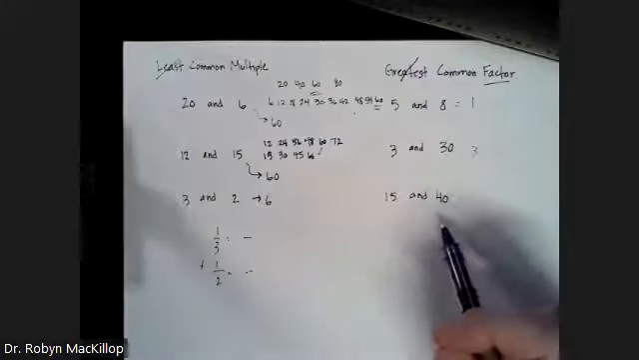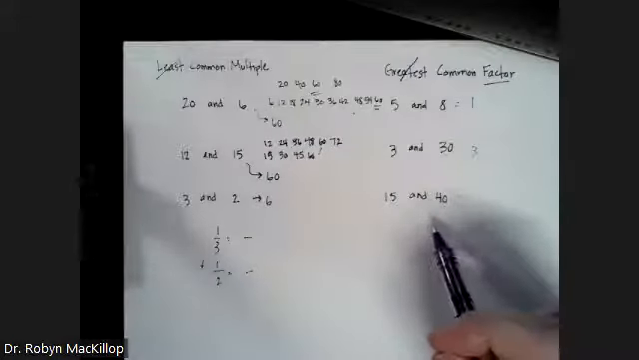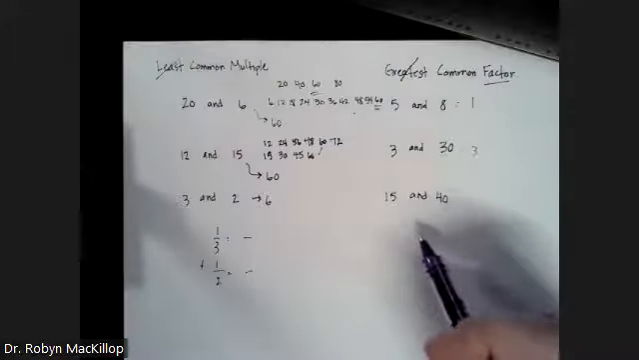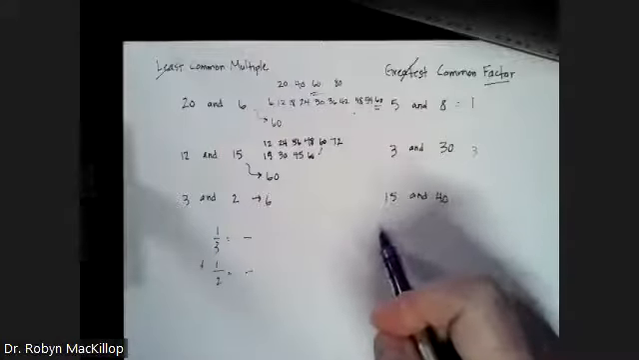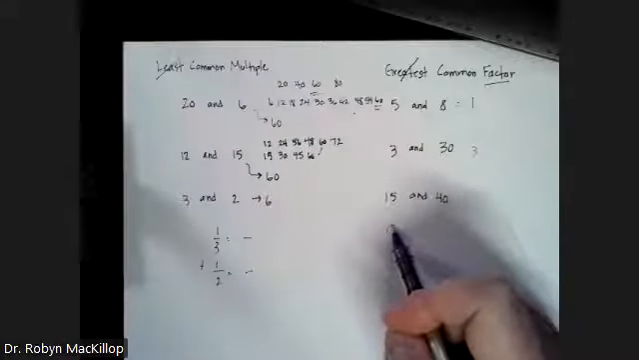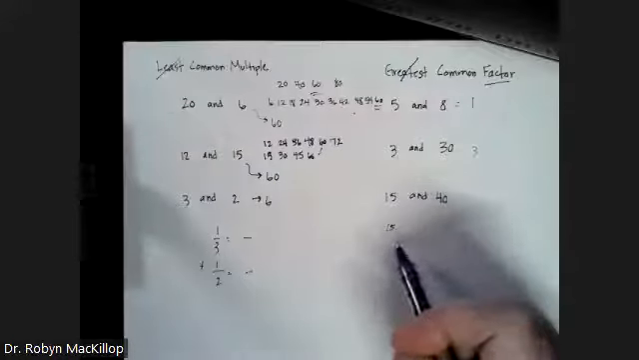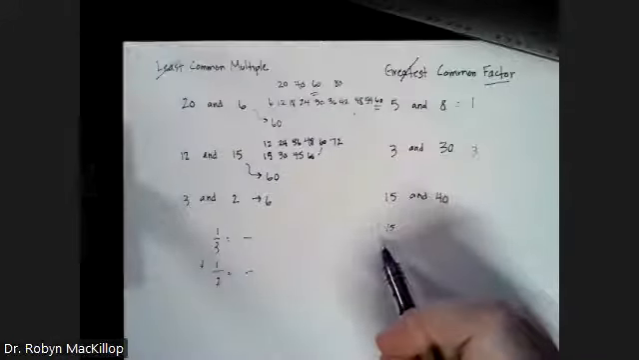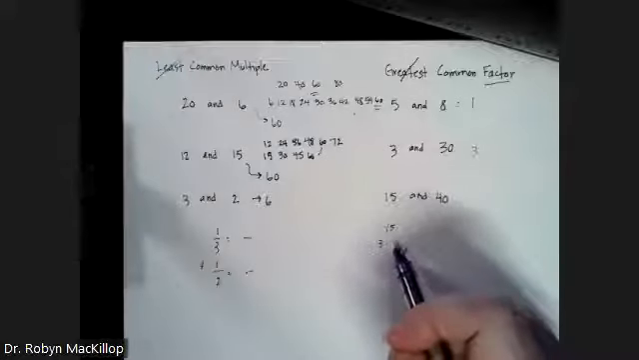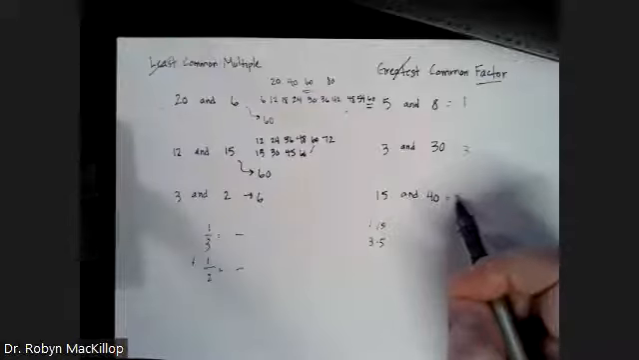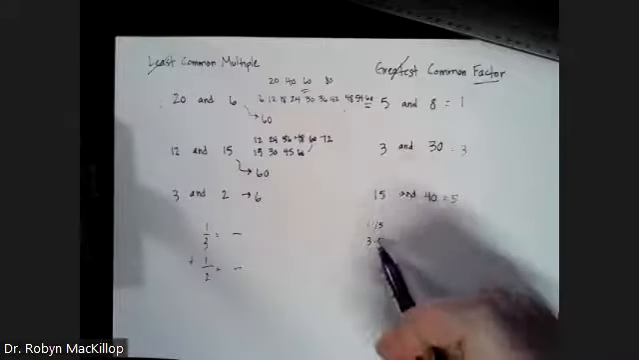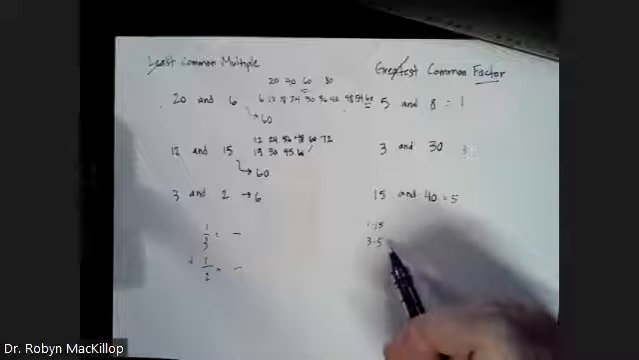And then we've got 15 and 40. So you're looking for numbers that are lower than these two, but go into both evenly. And sometimes it helps to just kind of break them down. 1 and 15, but we know 15 doesn't go into 40, so that's not going to work. 3 and 5. 3 doesn't go into 40, but 5 does. So our greatest common factor is going to be 5, because 5 times 3 is 15, and 5 times 8 is 40.